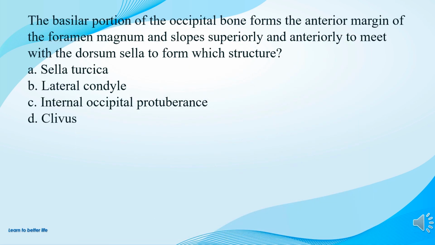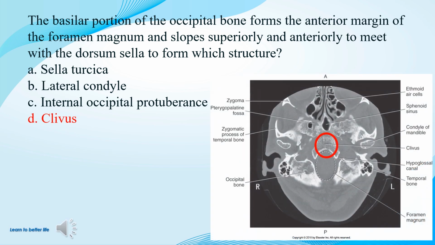The basilar portion of the occipital bone forms the anterior margin of the foramen magnum and slopes superiorly and anteriorly to meet with the dorsum sella to form which structure? A. Sella turcica. B. Lateral condyle. C. Internal occipital protuberance. D. Clivus. The answer is D. Clivus.